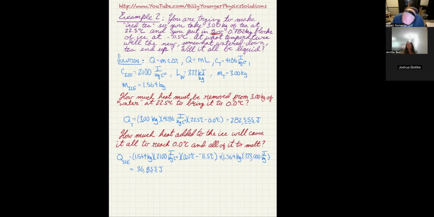1.564 times 333,000 gives me 520,812 joules. Okay. Again, we had three sig figs. Well, actually, this time we have three sig figs. So again, the hundreds place, the tens place, and the ones place are not significant, exactly as we said before.